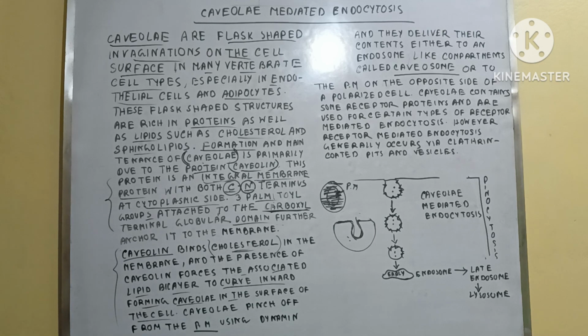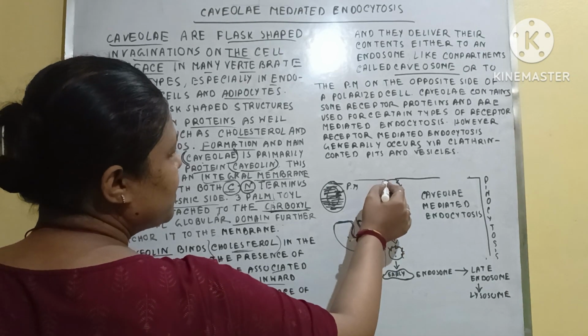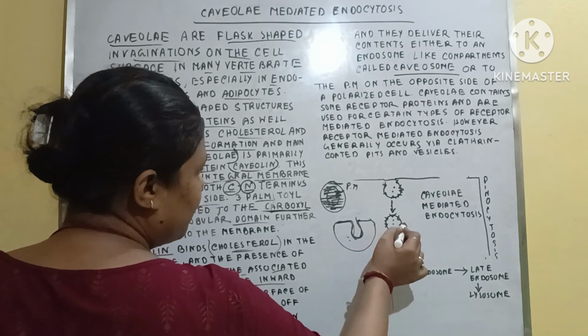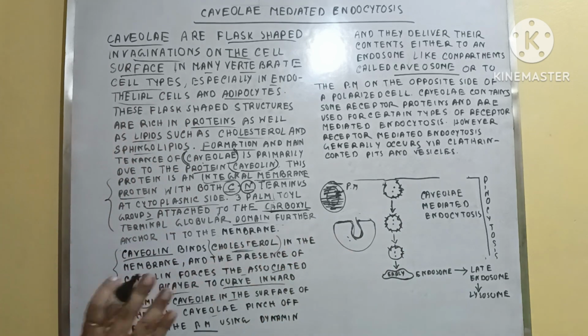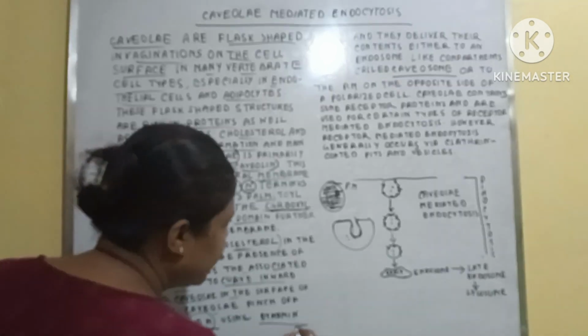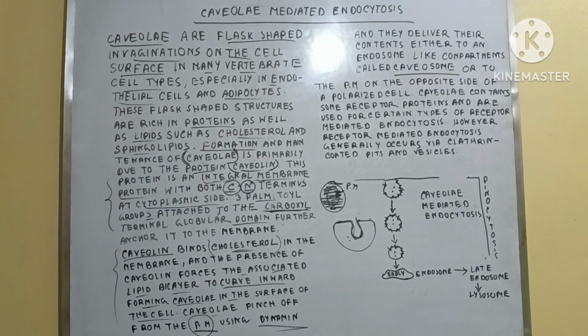And now the caveolae pinch off from the PM. PM means plasma membrane. The caveolae is first formed, then pinches off from the plasma membrane and forms a spherical vesicle, or you can say a spherical structural molecule. And how is this pinching off from the PM possible? With the help of dynamin. Dynamin is one kind of protein, and it helps in the pinching off of the caveolae from the plasma membrane.